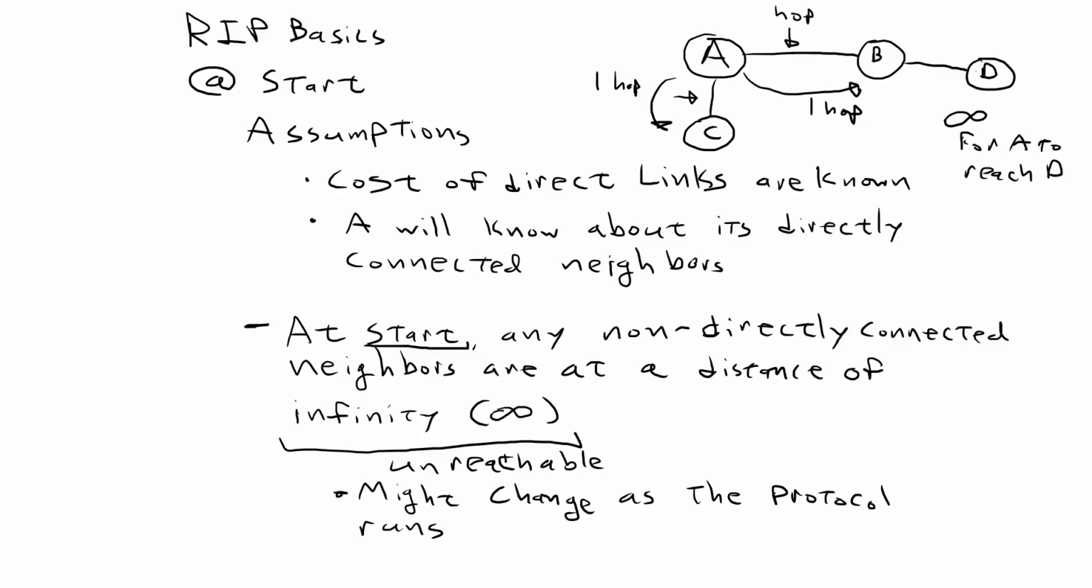as the protocol runs. So as the protocol starts running, B is going to eventually advertise to A that it can reach D. So B will eventually advertise to A that D is reachable, but at the start, A doesn't know that.